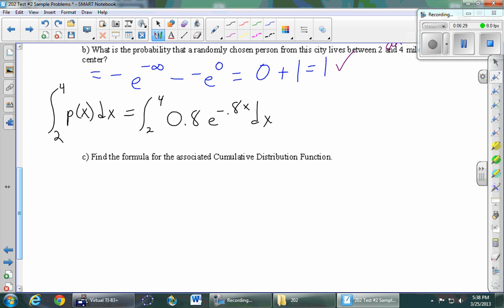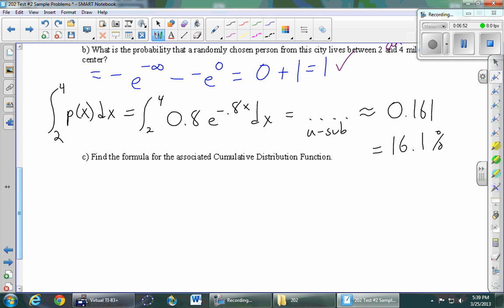I'd encourage you to do some work. I'll put dot, dot, dot. This is the same u substitution as we did above, but ultimately we're going to get down to a decimal, which I will just write, 0.161, which means that there's about a 16.1% chance that a randomly selected person will live between 2 and 4 miles from city center.